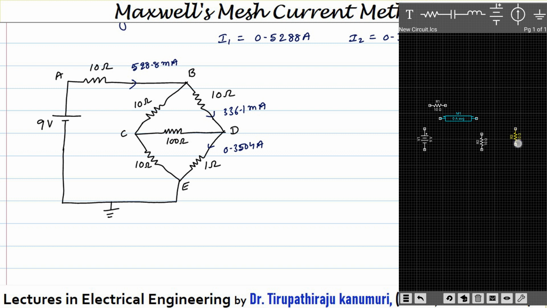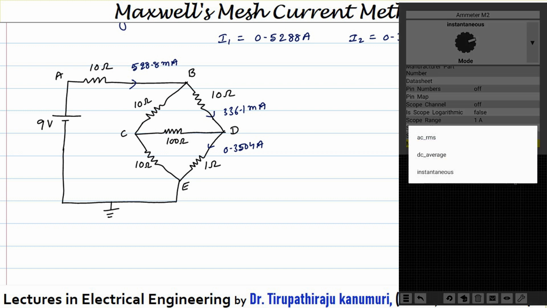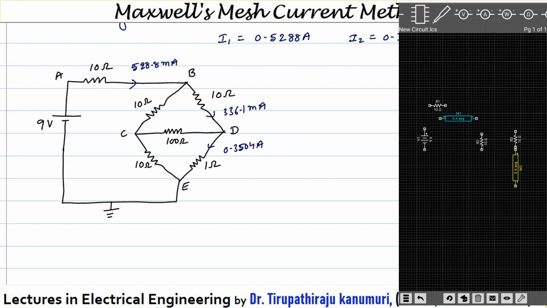Okay, now I need an ammeter to measure the current I2, because we know the current I2 passes through R3. The value of I2 passes through this 10 ohm resistance, that is R3. So I am keeping one ammeter here to measure the current. Again, I have rotated this ammeter in such a way that plus is pointing on the top. Now I have changed this instantaneous value to DC average value. Okay, so this one is done.